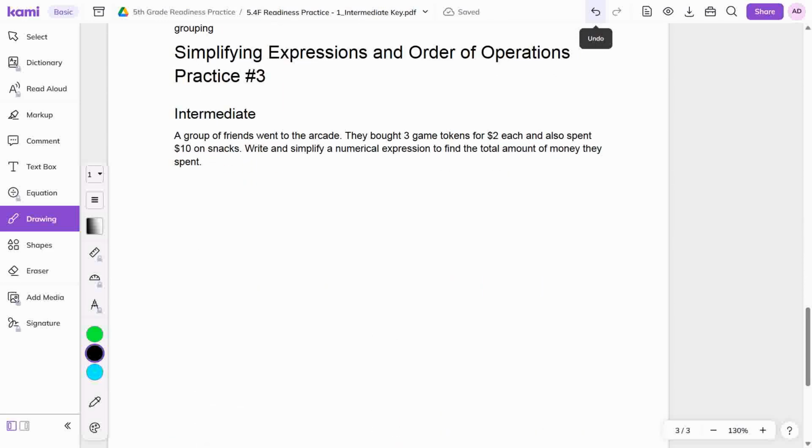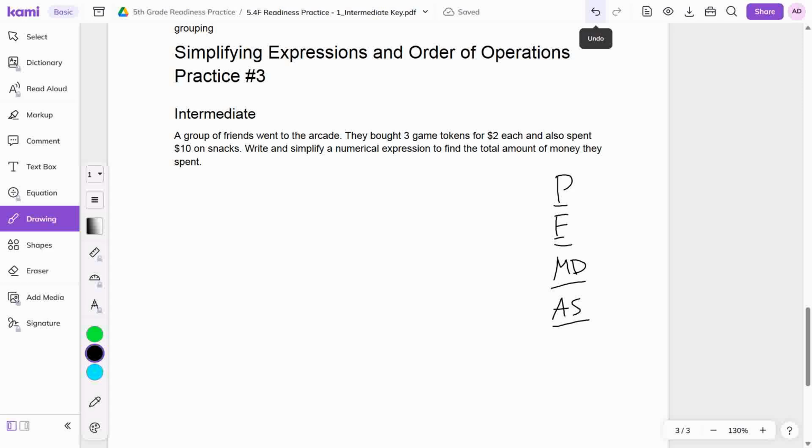Now we notice in our third one, we have to create our own order of operations expression. So let's still write down, please excuse my dear Aunt Sally, putting the multiplication and division in the same row, addition and subtraction in the same row. So a group of friends went to an arcade. They bought 3 game tokens for $2 each.